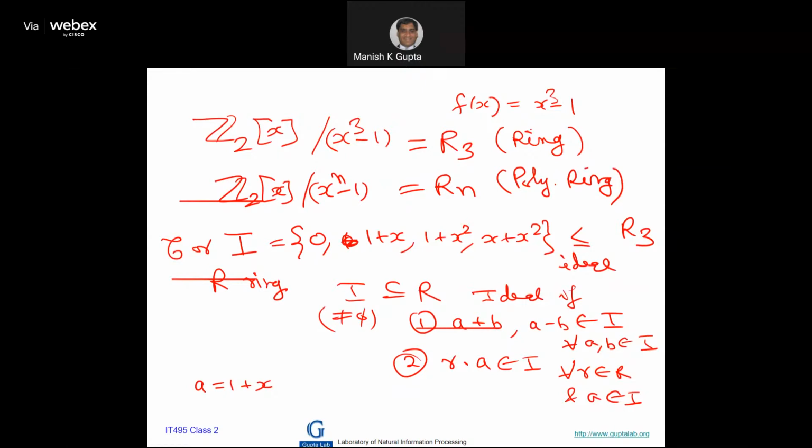And the first one is fairly easy, right? Addition or subtraction, which is true anyway, right? You can see that. So all these two properties are satisfied. So that's why this set I turns out to be an ideal in the ring R3. Okay. So this is a very beautiful thing actually.